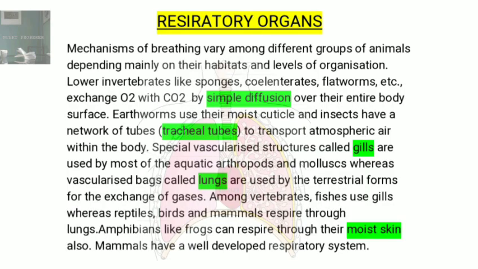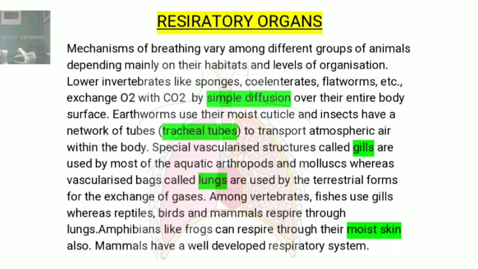Respiratory organs. Mechanisms of breathing vary among different groups of animals depending mainly on their habitats and levels of organization. Lower invertebrates like sponges, coelenterates, flatworms, etc., exchange O2 with CO2 by simple diffusion over their entire body surface. Sponges have a water transport system or canal system. Water enters through minute pores called ostia in the body wall into a central cavity, spongocoel.